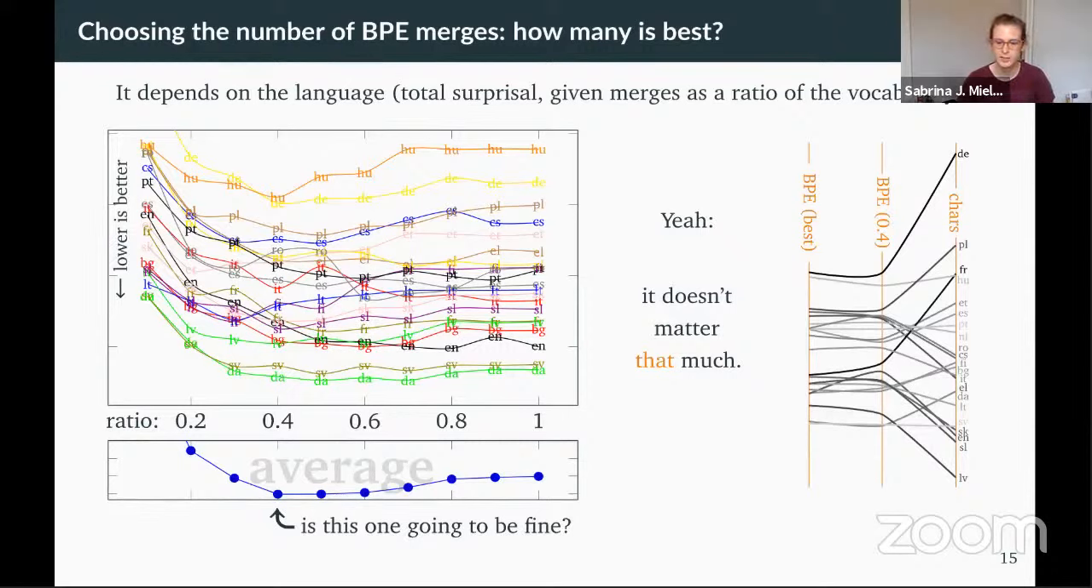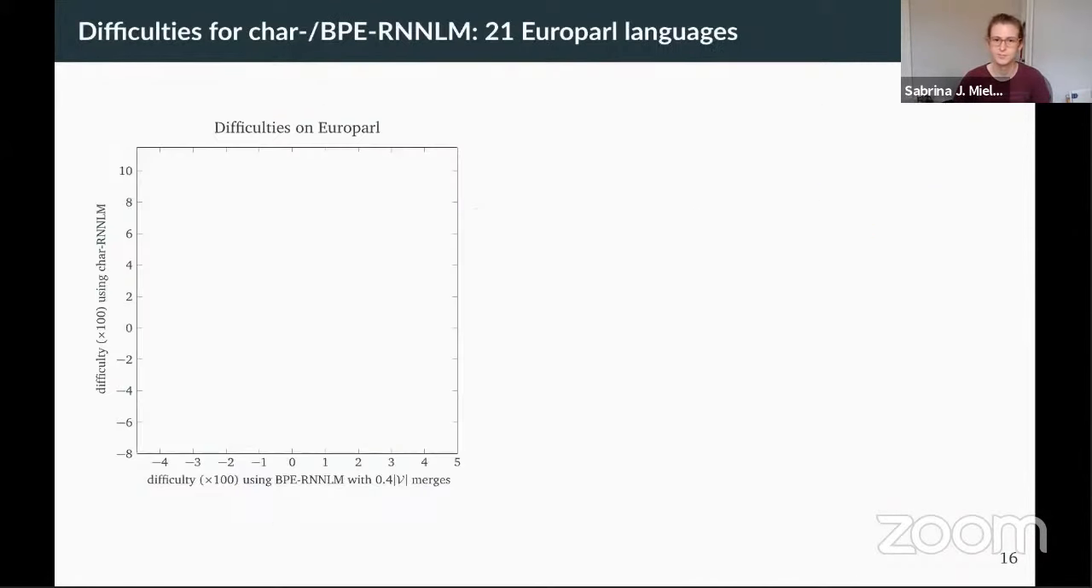What you see here is again a language difficulty estimation, which is still the surprisal of three different models: BPE using the best setting for each individual language, BPE using 40% for all languages, and the character level model. You see there are differences between the 40% model and the best-for-each-language model, but they are really not that great, especially if you compare them to the character level model. So we went with 40% for all our experiments, especially on all the other languages.